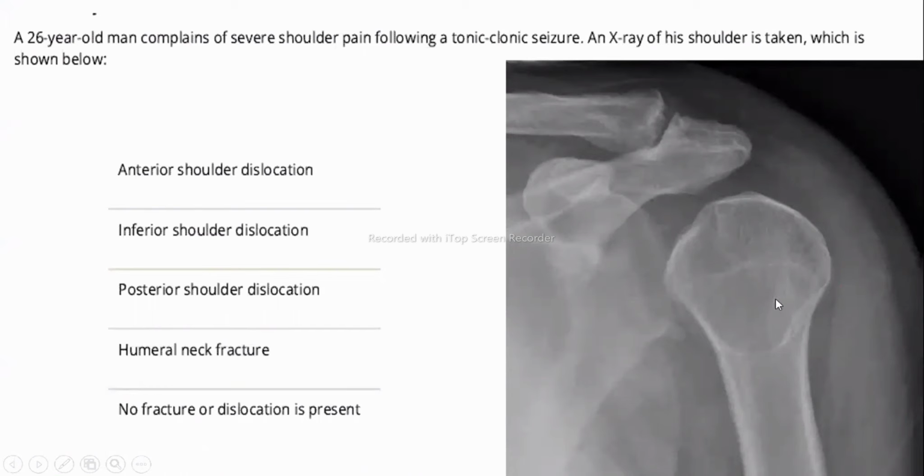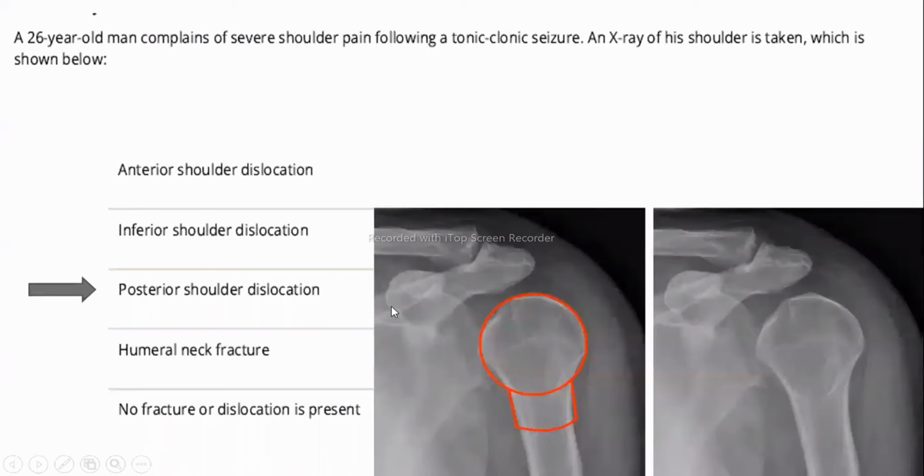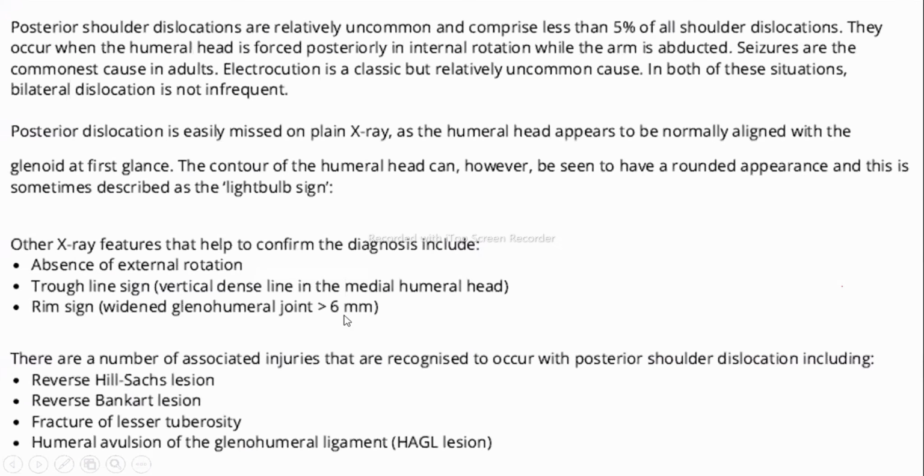What is the diagnosis? Posterior. What is the sign? Light bulb sign. In posterior dislocation, it is only 5%. Besides X-ray features, you can confirm the diagnosis by absence of external rotation.